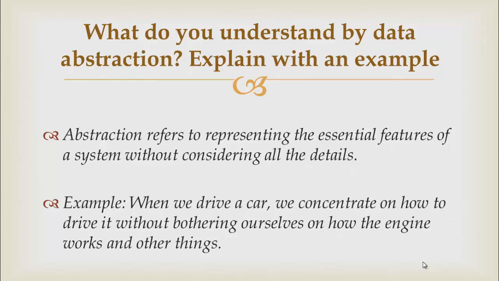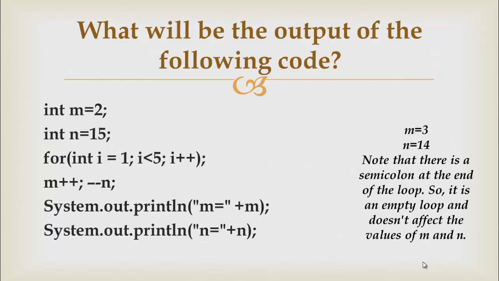Question number 3. What do you understand by data abstraction? Explain with an example. Abstraction refers to representing the essential features of the system without considering all the background details. Example, when we drive a car, we concentrate on how to drive it without bothering ourselves on how the engine works and other things.